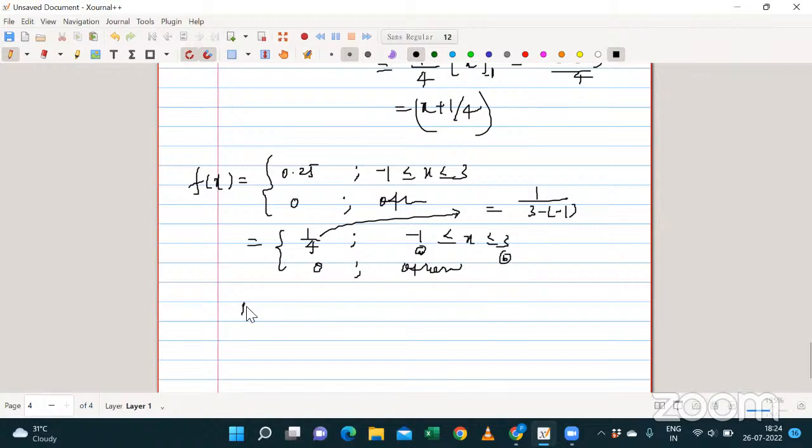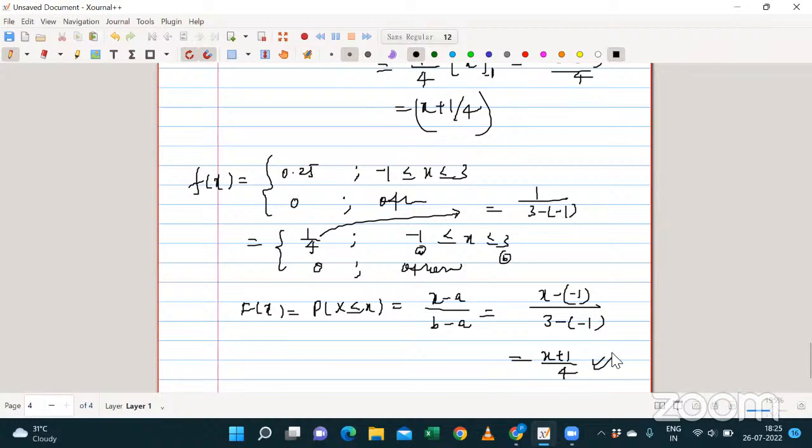The CDF of the uniform distribution is (x minus a) divided by (b minus a). Now we can substitute the values: a is minus 1 and b is 3, so it is (x plus 1) by 4, which is the same. Got it, sir. One second, I will copy.